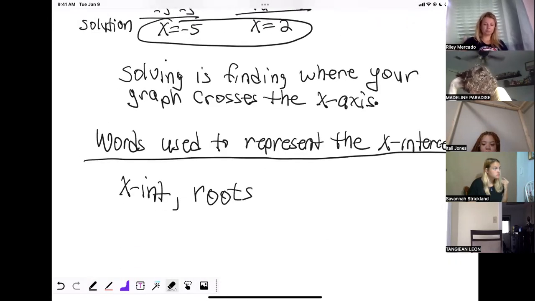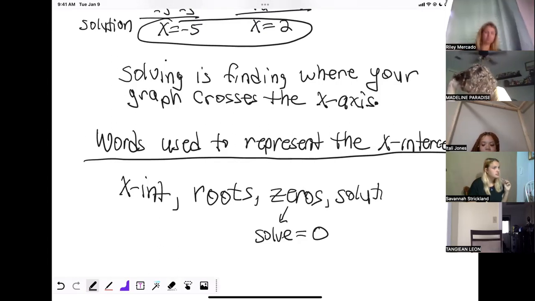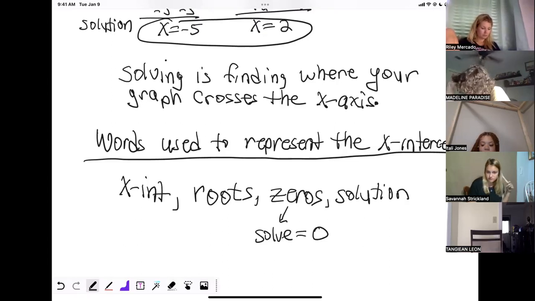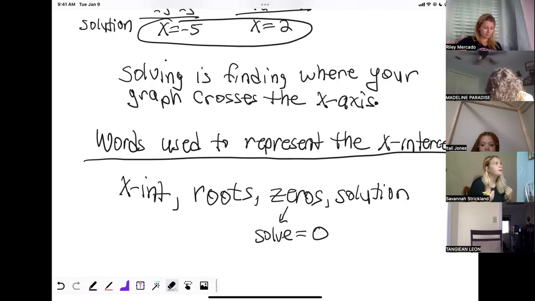They also call it the zeros. That's because when we solve, we set it equal to 0, called the zeros. You're going to see those. Oh, you're also going to see a solution. Solution also means x-intercept. They're all the words that say find a solution, find the zeros, find the roots, find the x-intercepts. They all mean the same thing. All right, so that's preliminary. So right now I'm going to change the page.